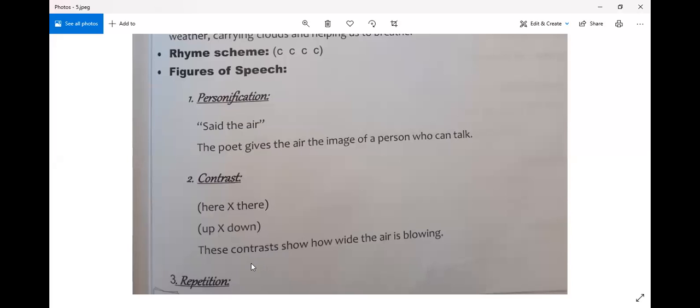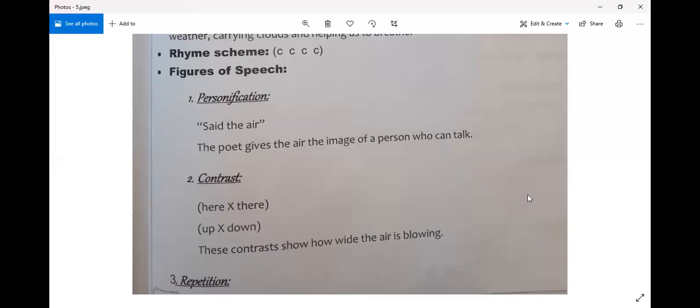This shows that the air is blowing everywhere. And you remember in Arabic we said that contrast, words that are opposite, make the meaning powerful and clear. Powerful and clear, perfect. And this is the use of the contrast.